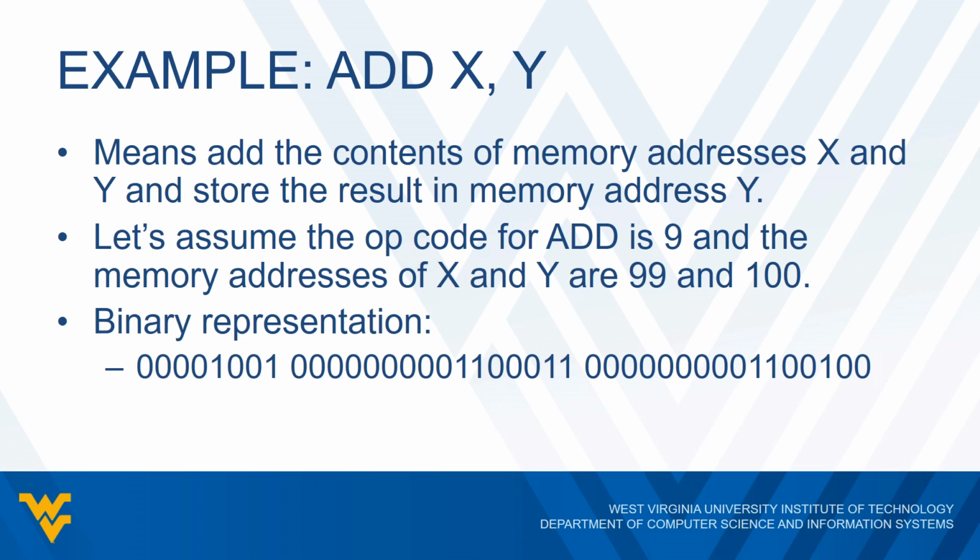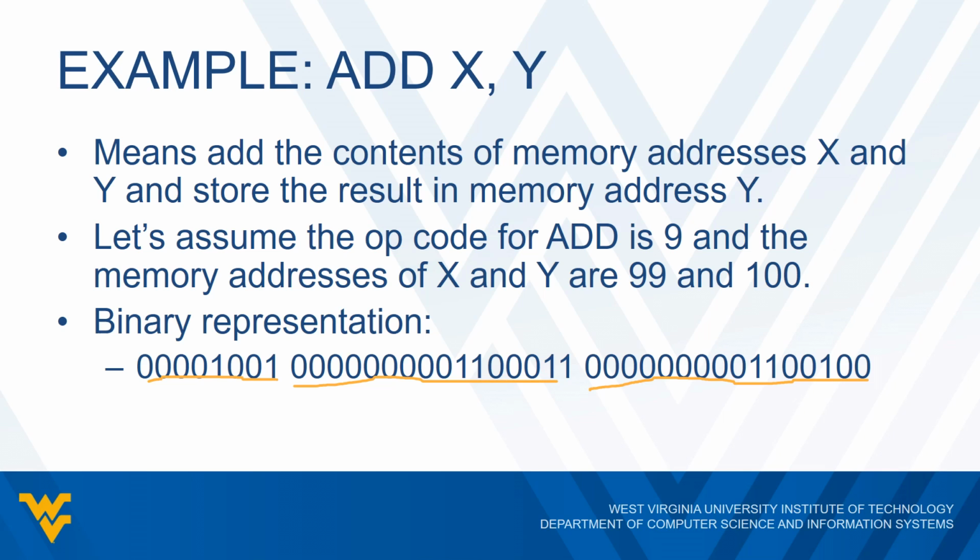So we'd have 0, 0, 0, 0, 1, 0, 0, 1. I'm not going to read all the zeros and ones, but the first binary number, the one that we have right here, is our opcode. And then the other two values are the address fields for x and y. This first number right here would be the address for x. This is the binary value for 99. And here we're using a 16-bit address. I should have mentioned that the opcode is using an 8-bit field. And then the second number right here is the binary representation for address 100, which again is a 16-bit address field.